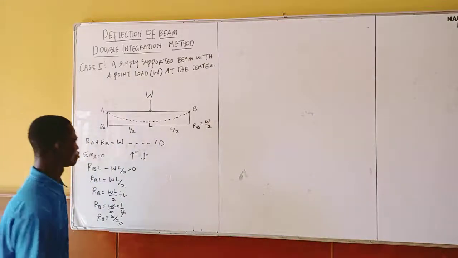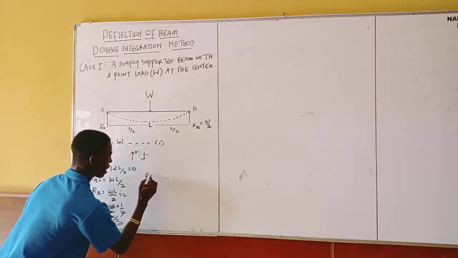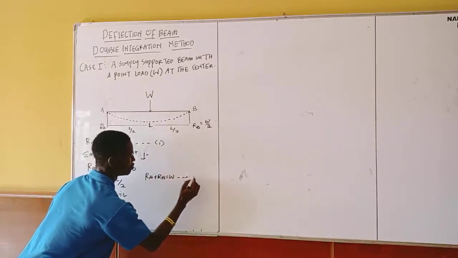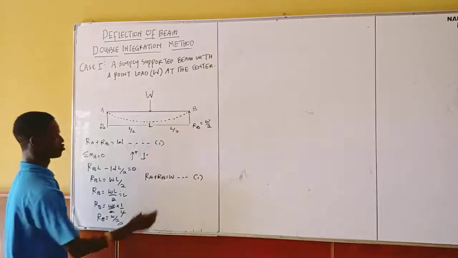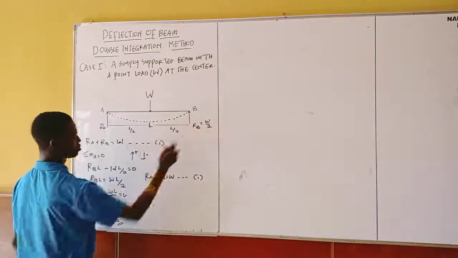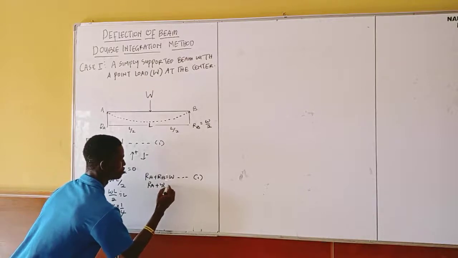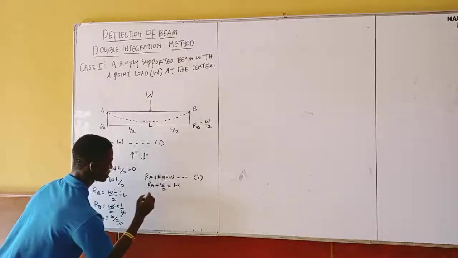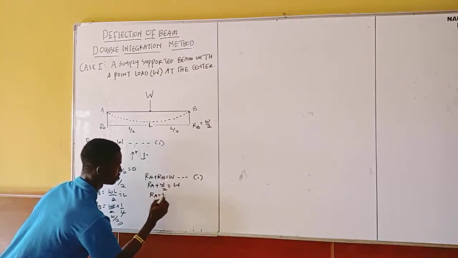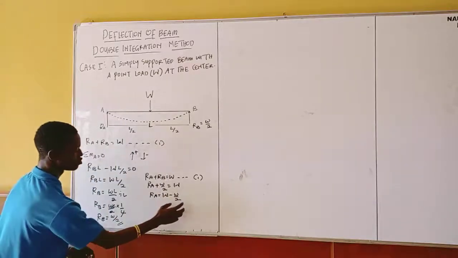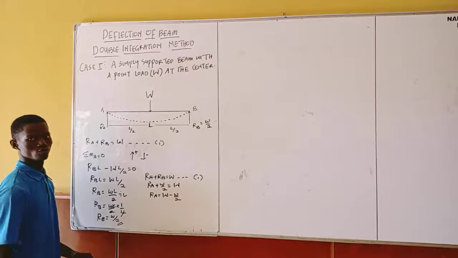So in this case now, I can use this equation to find the value of my RA, which I'm going to have. RA plus RB equals W from equation 1. So in this case, I know the value of my RB to be W over 2. That is RA plus W over 2 equals W. So in this case now, my RA is going to be W minus W over 2. And you know that W over 2 is half of W. You understand?